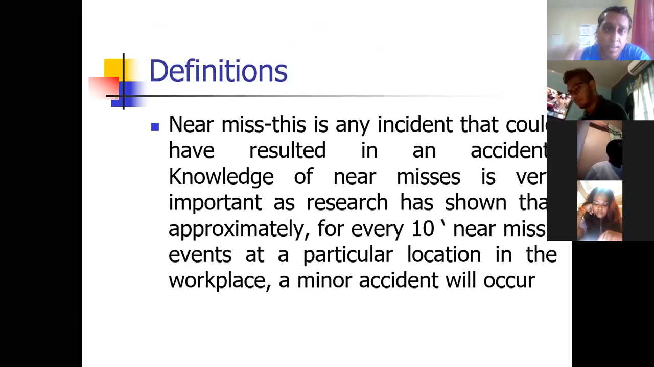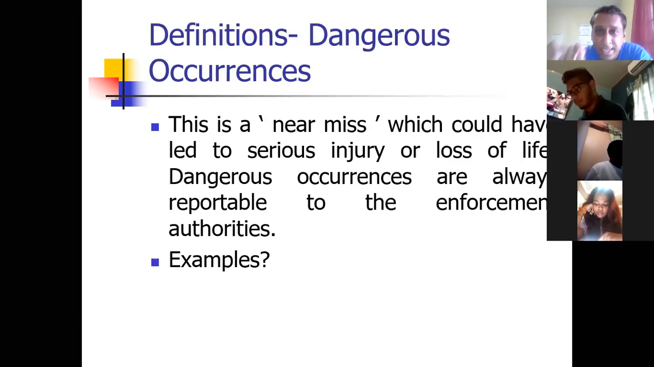But with these dangerous occurrences, these are so dangerous that if they happen, you wouldn't just come out with a sprained ankle. You wouldn't come out with a minor cut. You would end up losing your life. So I don't know if you could check this in your book. The book has some examples of dangerous occurrences.